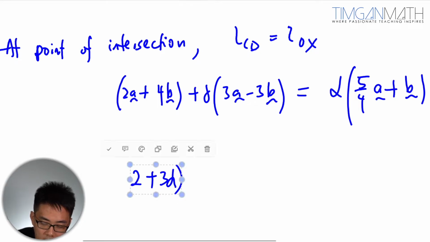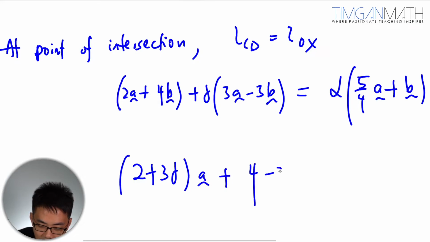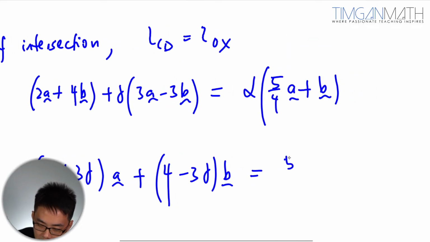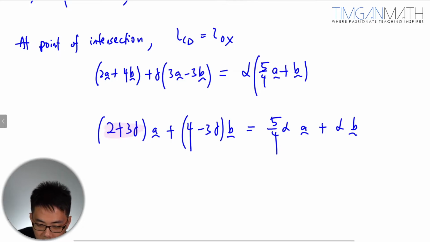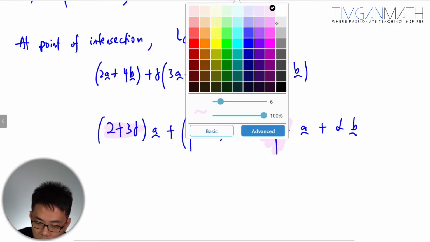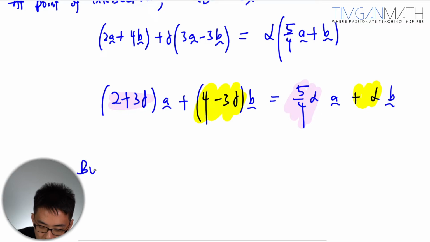So do what with this, the same thing as the first part. So 2 plus 3 alpha, gamma, sorry. Gamma, in hindsight, my gamma and alpha look the same. So it's not that good. 4 minus 3 gamma b, 5 over 4 alpha a plus alpha b. Okay, so we can just compare as usual. By comparing the coefficients of a and b, we can actually deduce what is OY.